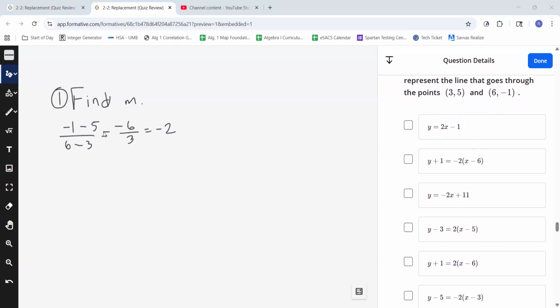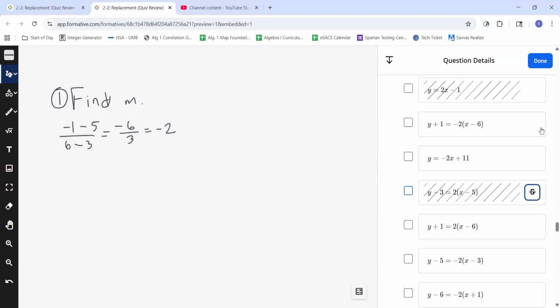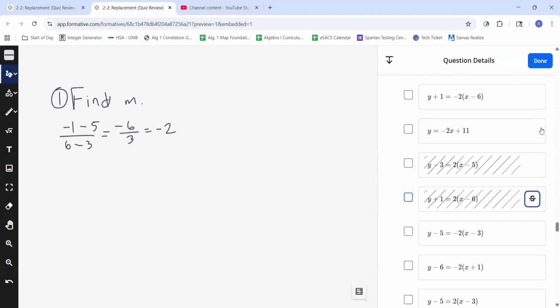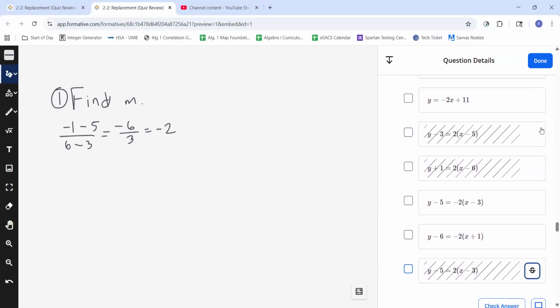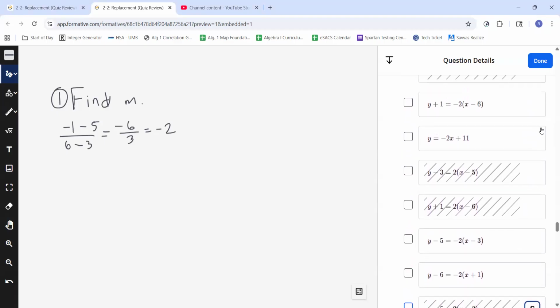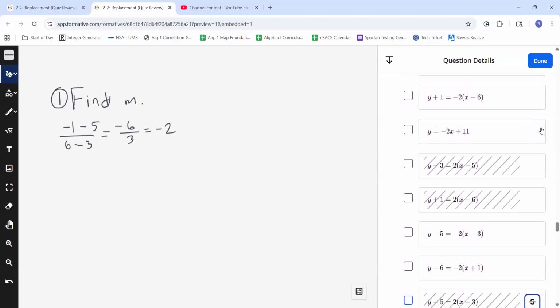Okay, anything that doesn't have a slope of -2 is wrong. So we got to get rid of those. So I can strike out this one. Okay, it says a slope of 2. I don't want the slope of 2. I want negative 2. I can cross out this one. I can cross out this one. And I can cross out this one. So there's a few left. 3 of them are in point slope, and 1 of them is in slope intercept.